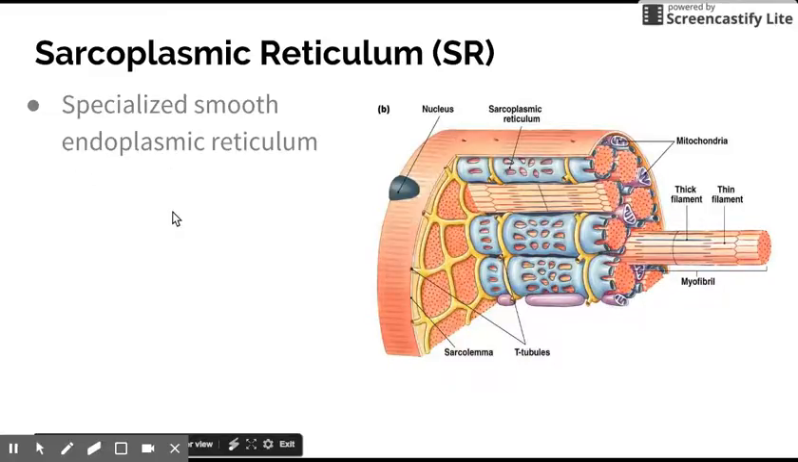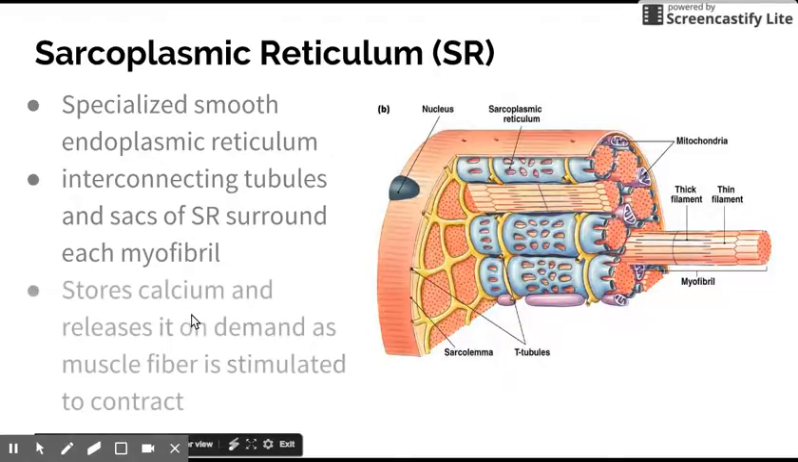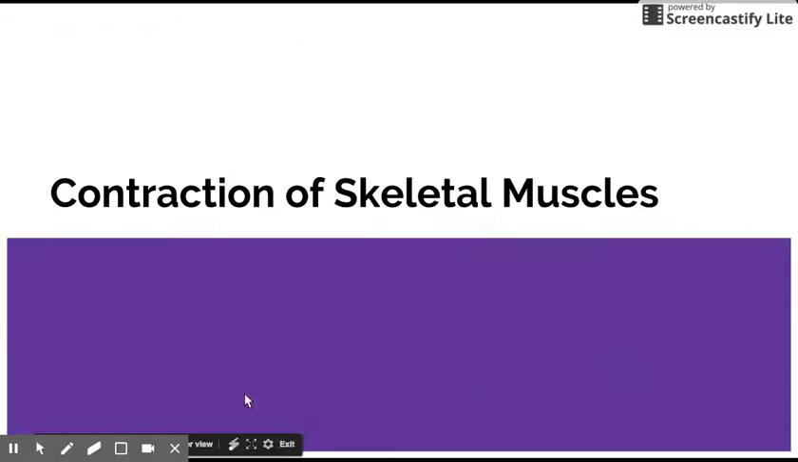This is a special type of smooth endoplasmic reticulum where we have these interconnected tubules and sacs that surround each myofibril. This allows a storage of calcium, which is required for muscle contraction, and it releases this on demand as the muscle fiber is stimulated for contraction. So it will hold that calcium and then release it as needed. And that is the basic anatomy of skeletal muscles.